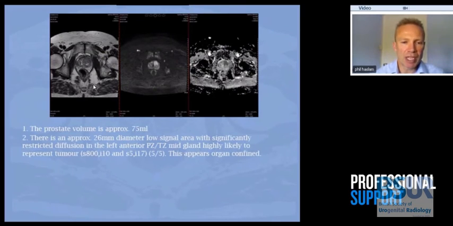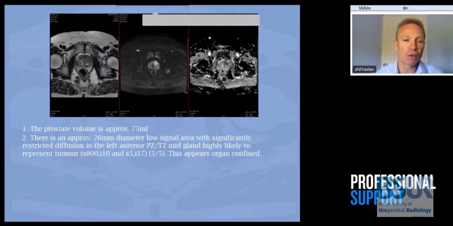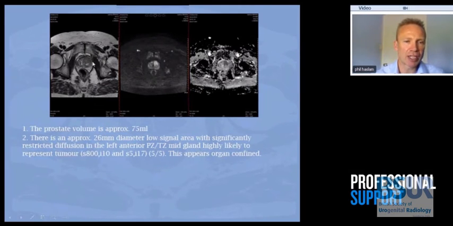There's an approximately 26 millimetre diameter low signal area with significantly restricted diffusion in the left anterior peripheral zone / transitional zone, mid-gland, highly likely to represent tumour. And then I give the slice numbers. I give the slice number on the ADC or the B1400 and the correlating slice on the T2 scan. And this is what they can use to go and target a biopsy. And staging, I say it appears organ confined.